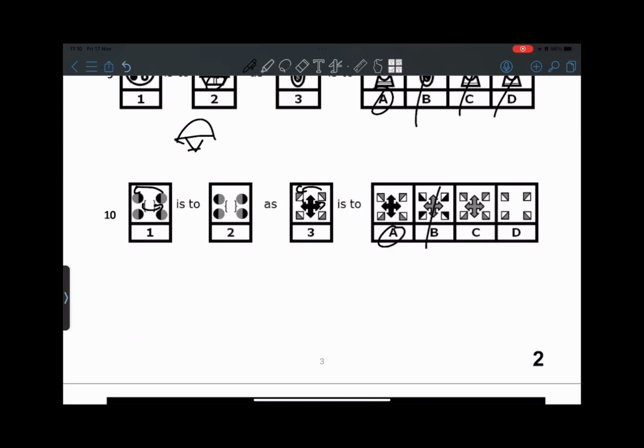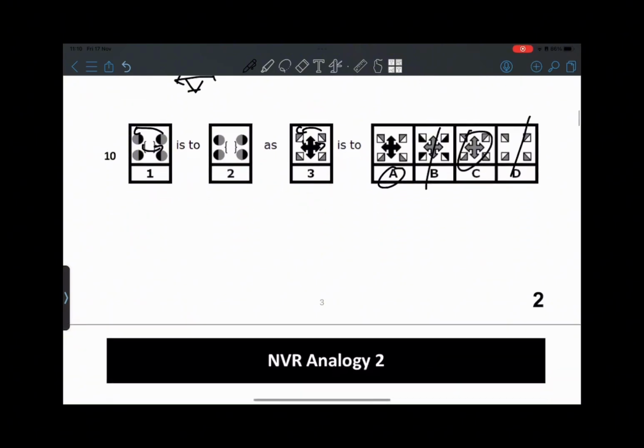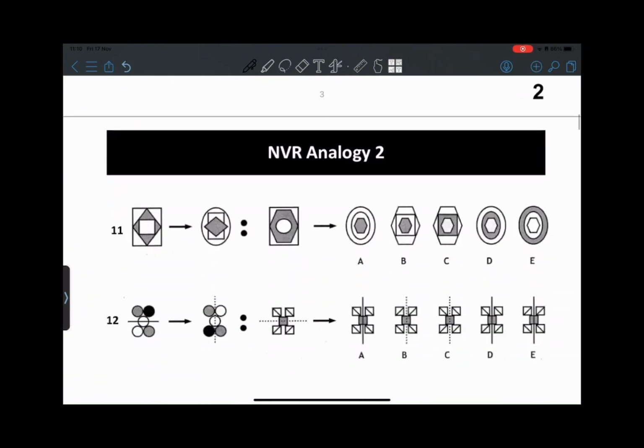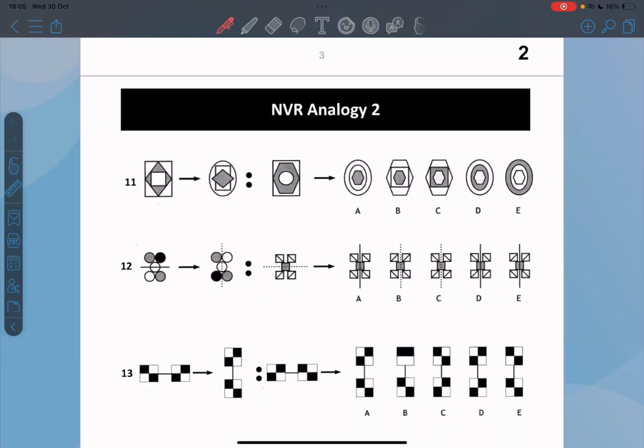Yeah, the only other one it could be is C, but that has a grey inside, which shouldn't be changing, because there's no change between here to here. Let's go. Okay, question 11.